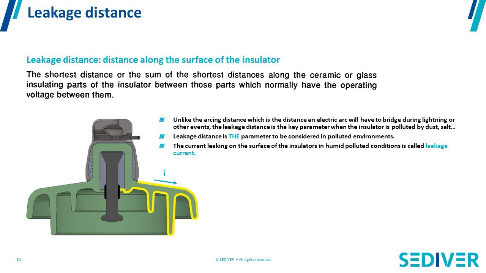So in pollution conditions, the main parameter to consider, not the only one, because shape matters, but a very important parameter when you design insulators for a polluted environment is what we call the leakage distance. It is a distance to cover on the surface. And the current that is leaking from the power line through the surface that is polluted is what we call the leakage current.